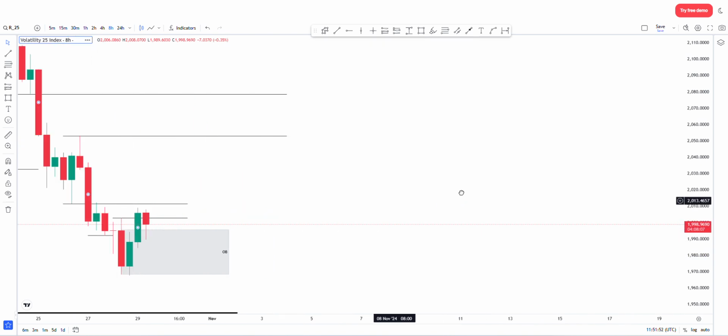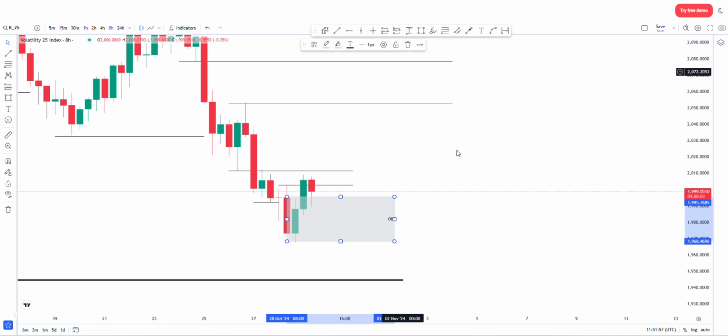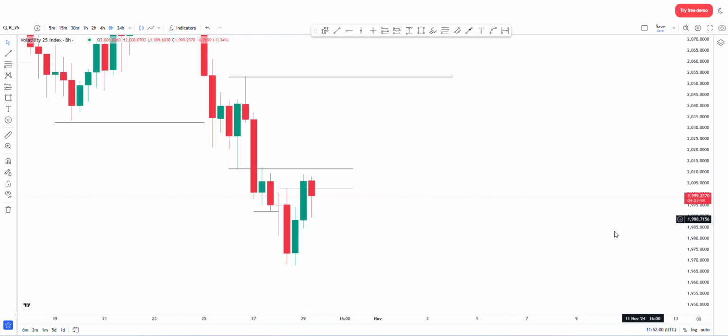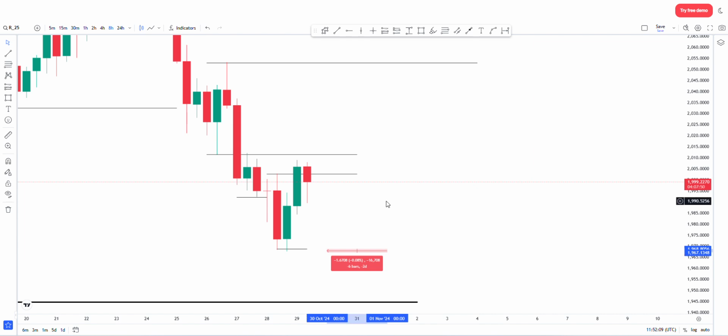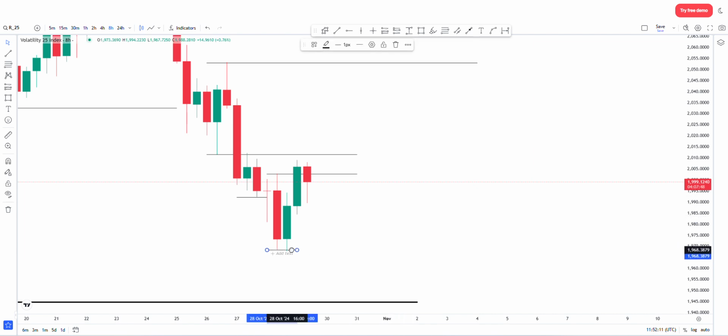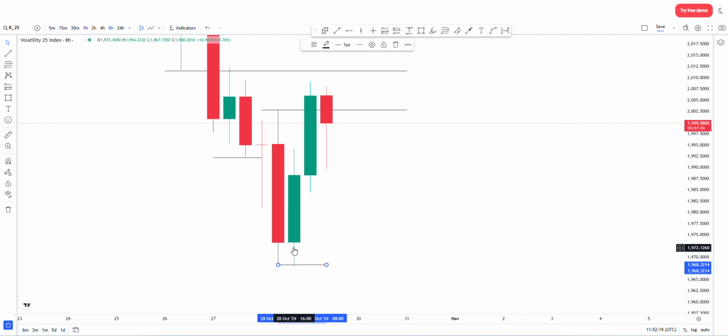First of all, we've had a sweep of the low. All right, let me remove this. We'll come back to that. We have this previous red candle. The low has been swept, as you can see. The low has been swept, and when price went below that low, it failed to close below. It closed back within the range, and we had a bullish candle.